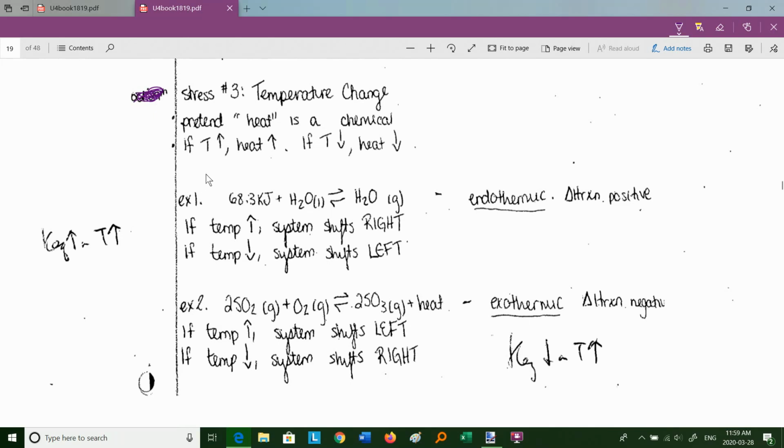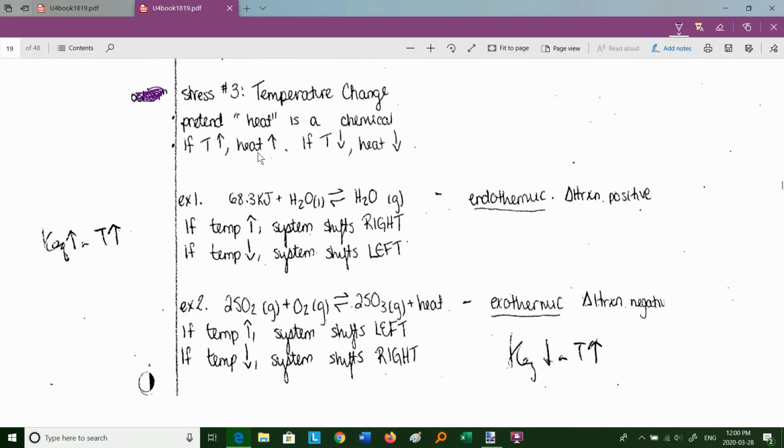Temperature change. And there are books that make things way more complicated than they have to be. What I'm going to do is just pretend heat is like a chemical. So if the temperature goes up, the moles of heat go up. And if the temperature goes down, the moles of heat go down. So here's an example, and this in your hard copy book is near the bottom of page 19.